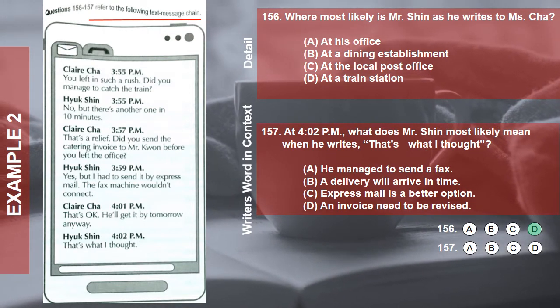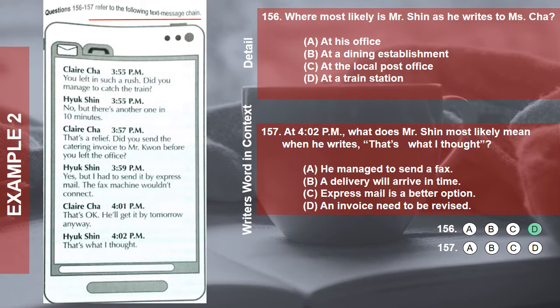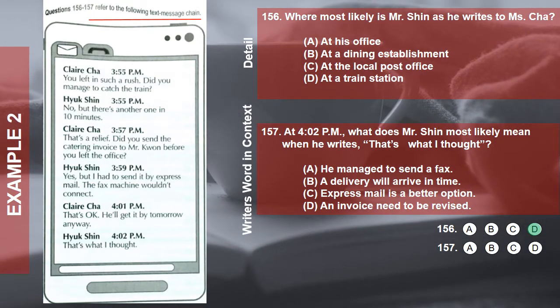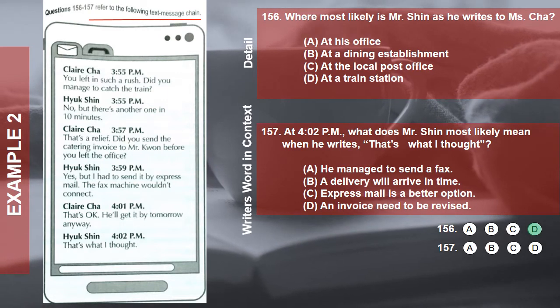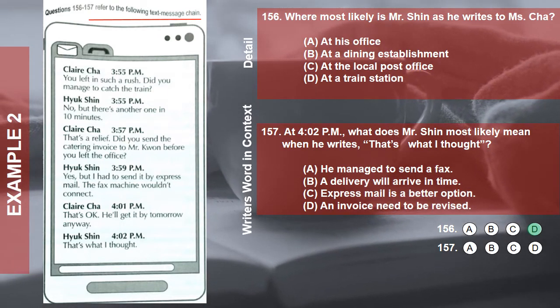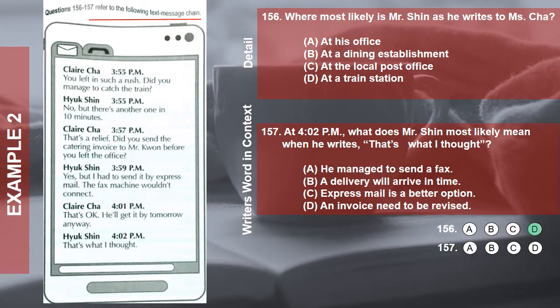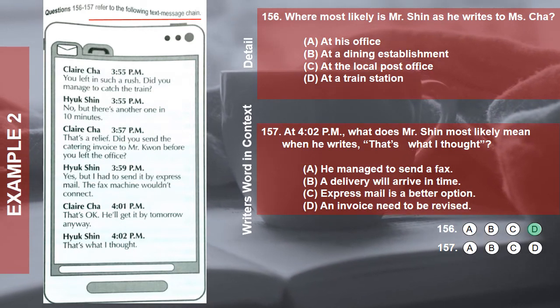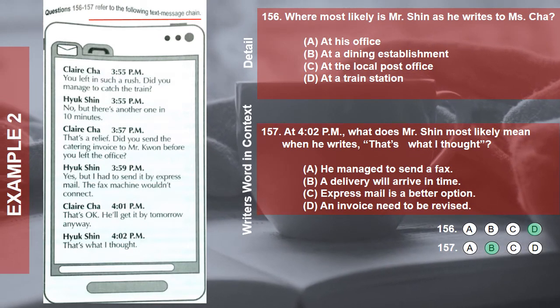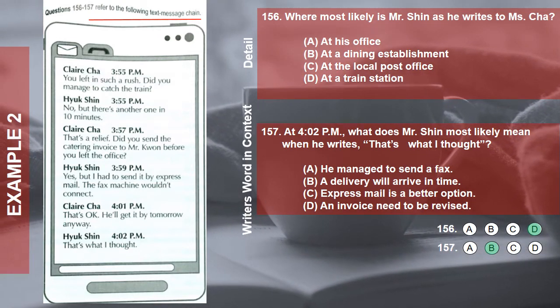A, he managed to send a fax. B, a delivery will arrive in time. C, express mail is a better option. D, an invoice needed to be revised. So that's okay. He will get it by tomorrow. So that's what I thought. So Mr. Shin is agreeing with Cha. So for question number 157, the correct answer is B, a delivery will arrive in time.